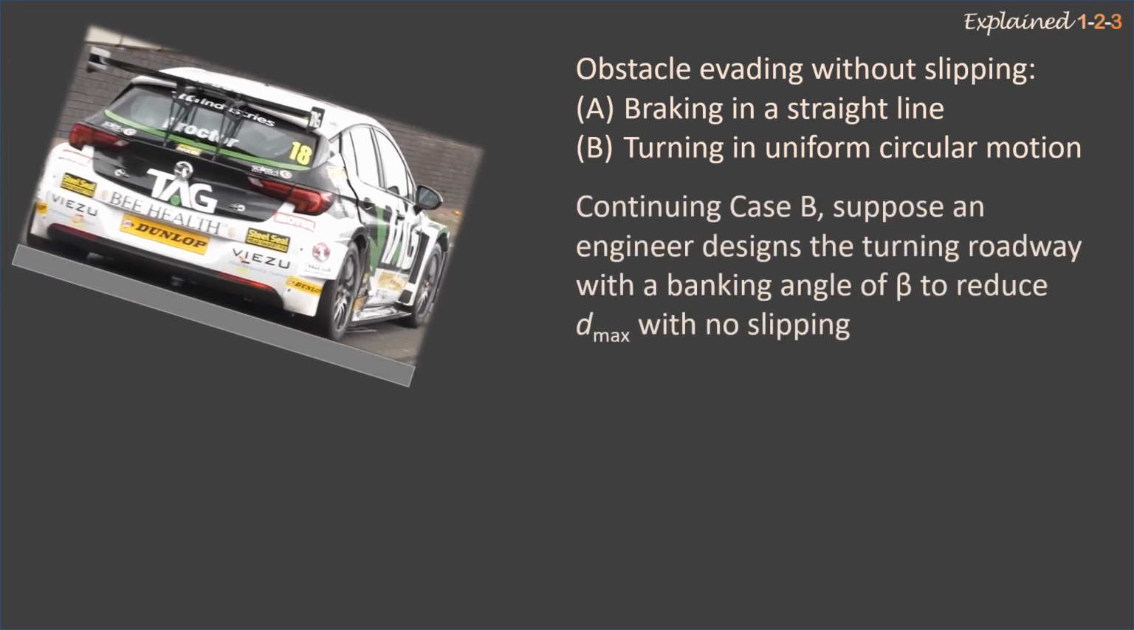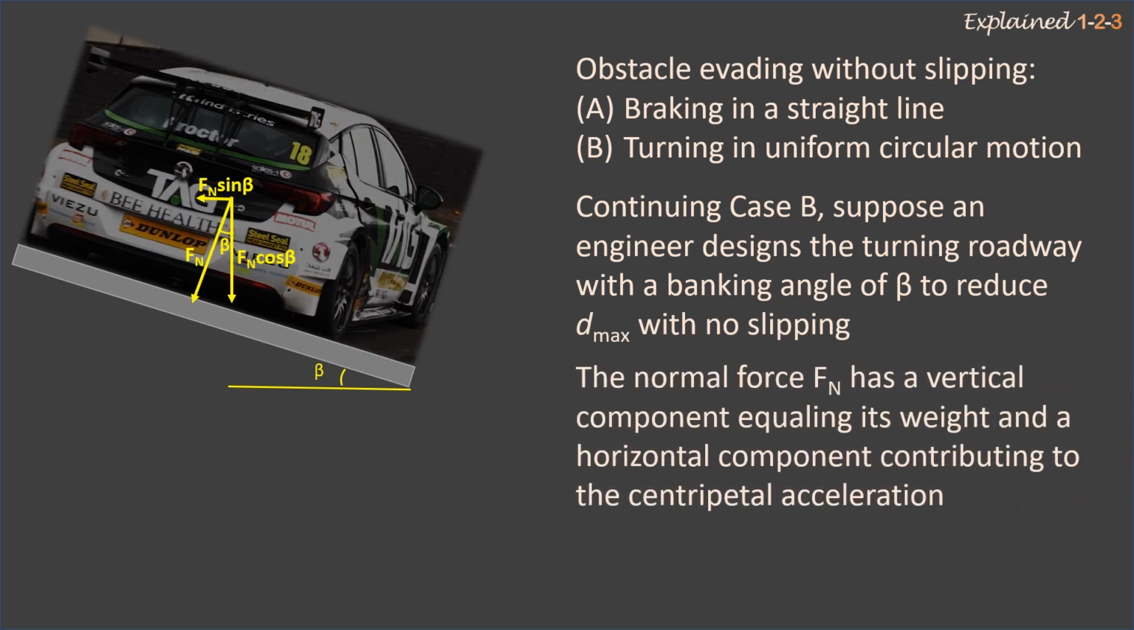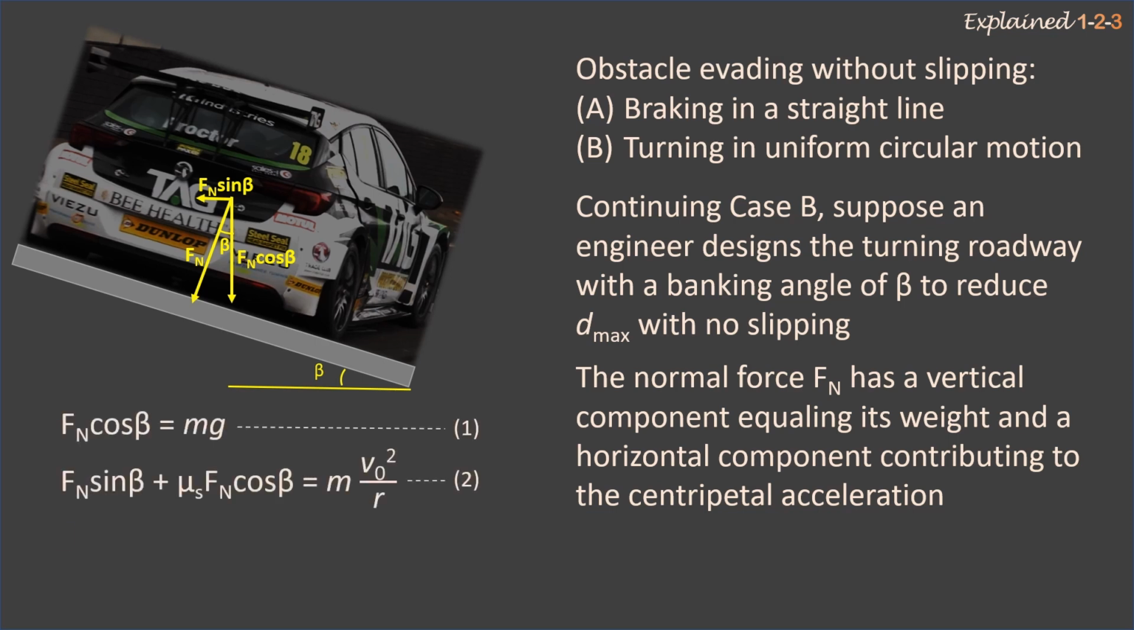Continuing case B, suppose an engineer designs the turning roadway with a banking angle of beta to reduce d_max with no slipping. The normal force F_n has a vertical component equaling its weight and a horizontal component contributing to the centripetal acceleration. A second element contributing to the centripetal acceleration is the horizontal component of the friction force. Therefore, we have two equations listed here.